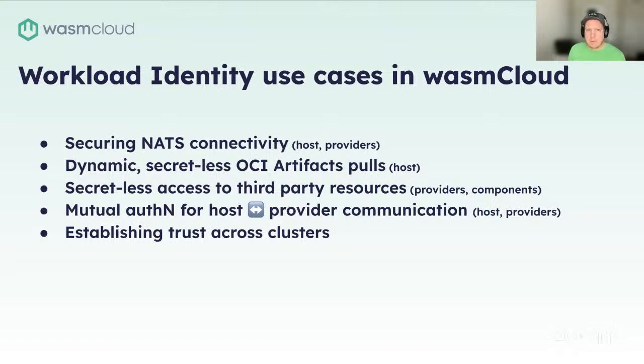So let's talk about the immediate use cases that might come to mind. What are some of the places where we might want to make use of this? The first is securing the NATS connectivity for both the wasmCloud host itself and also providers, because they both need to talk to the NATS that powers your cluster. It is important that there's a way for that to be secured. There are a couple of different ways we can handle this, but it's foundational: in order to get anything else going, you basically need NATS connectivity, and it would be fantastic if that was secured by this workload ID.